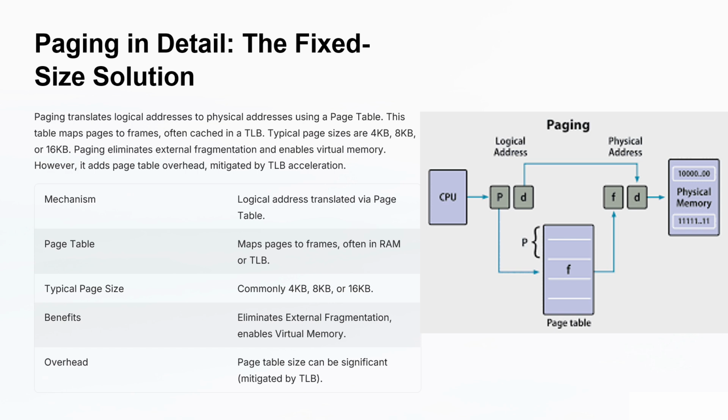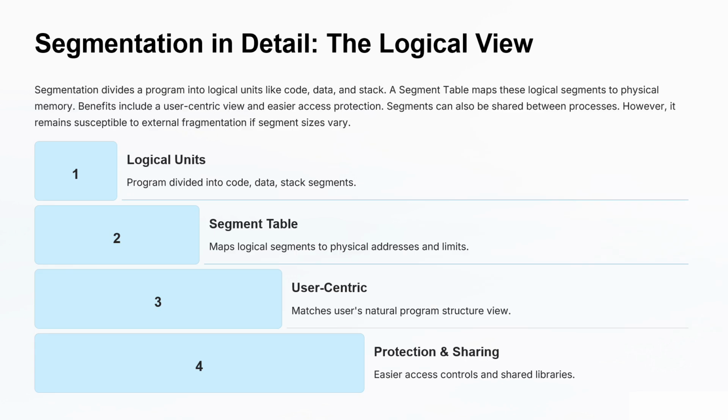Paging solves external fragmentation because any free frame can be assigned to a process. It also enables virtual memory, allowing processes to run even if they are not fully loaded into RAM. However, maintaining page tables adds overhead, and address translation slightly slows down performance. Now let's understand segmentation.